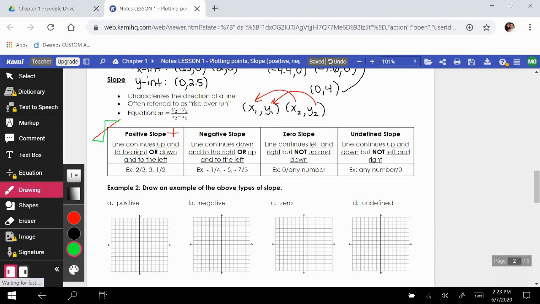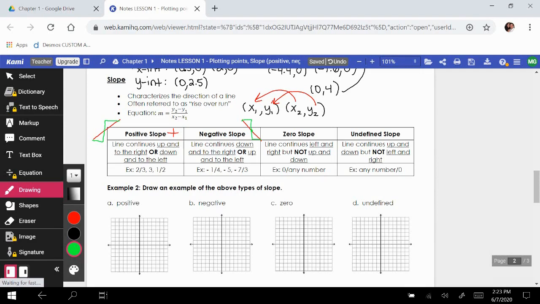Negative slope. If you think about what a negative line looks like, it's going to look like this. The line continues down and to the right or up and to the left. So if we start here and it goes down and to the right, then you land on that negative line, or up and to the left, you still land on that line.